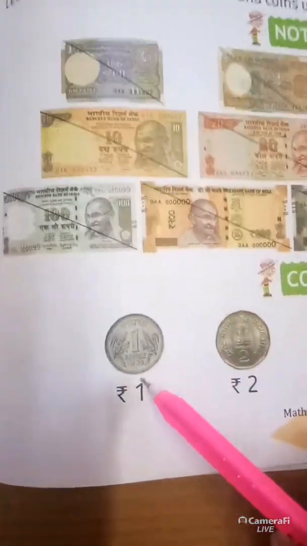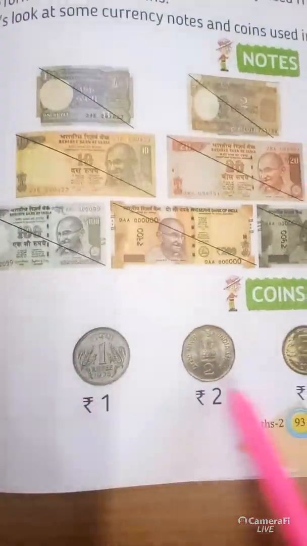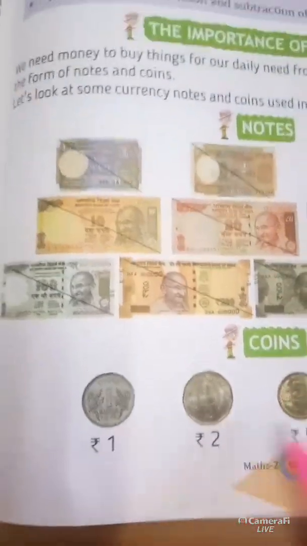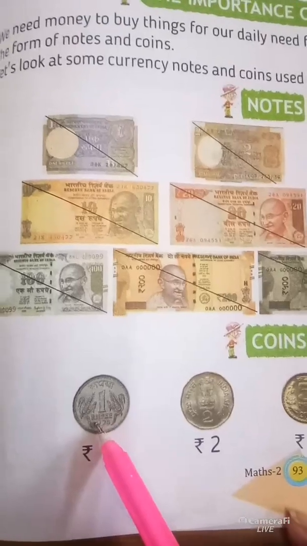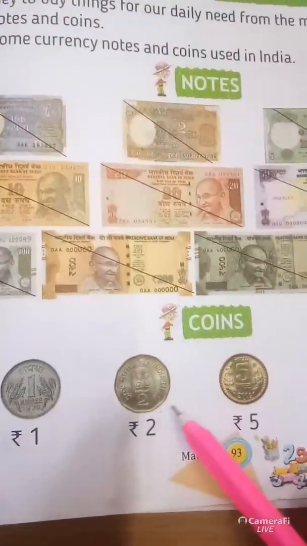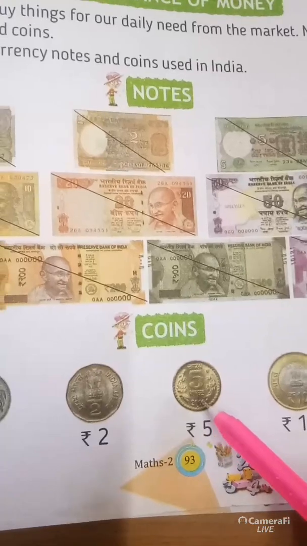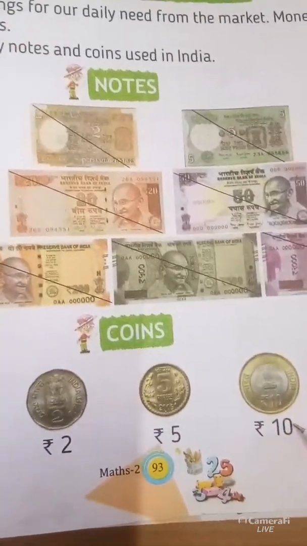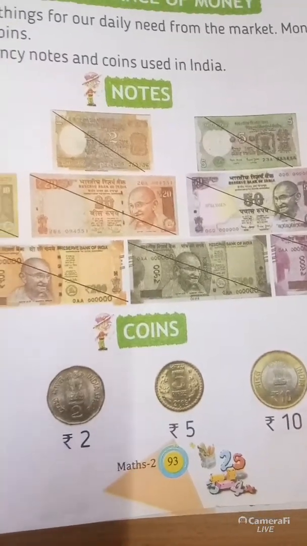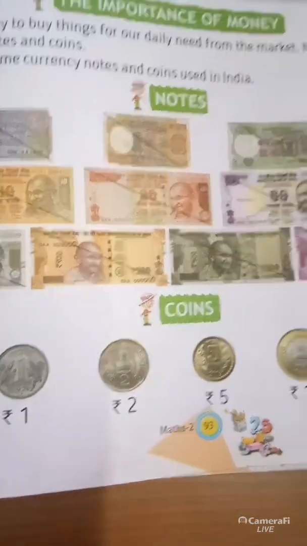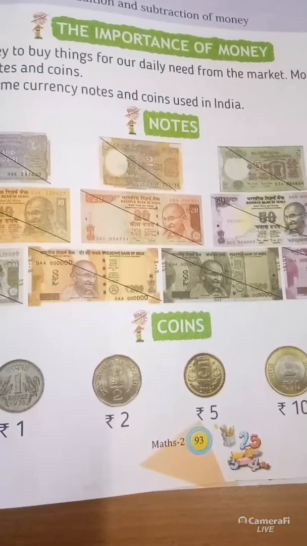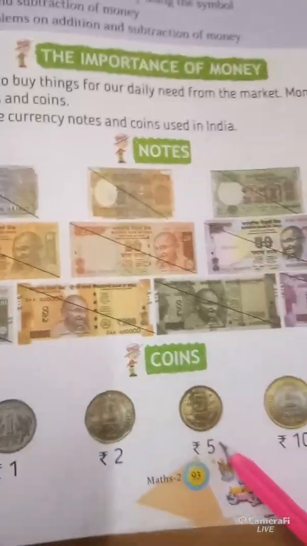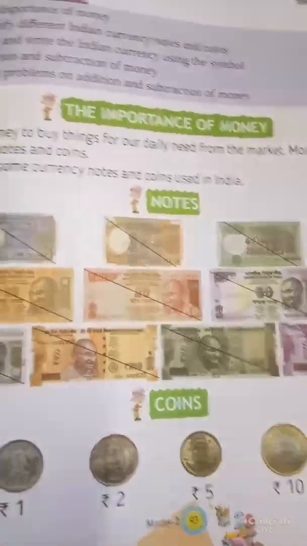Coins. You know this coin? I hope all of you know this coin. This is a 1 rupee coin. This is a 2 rupees coin. This is a 5 rupees coin. And this is a 10 rupees coin.